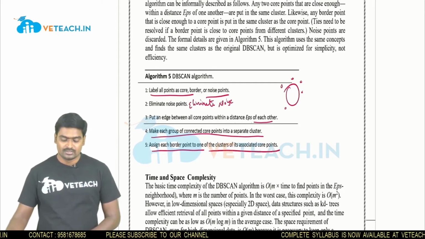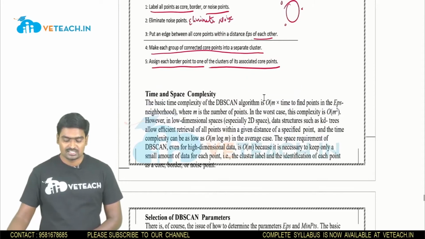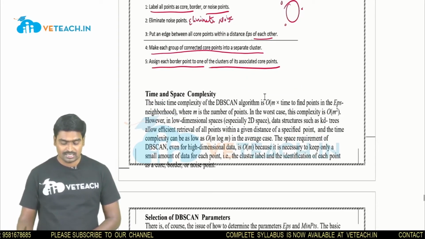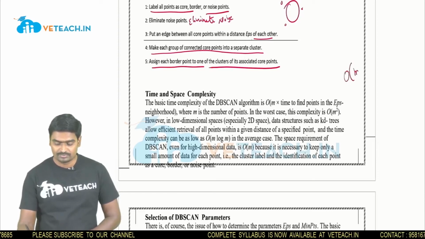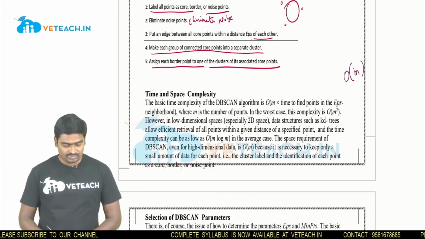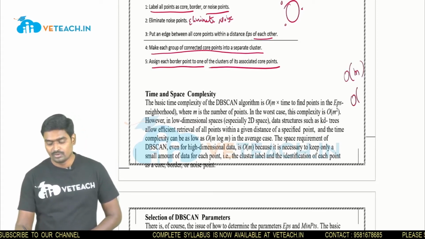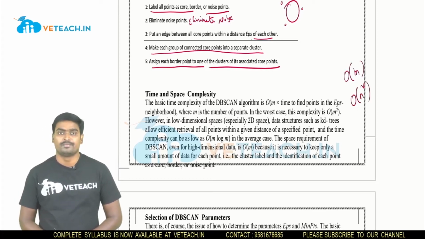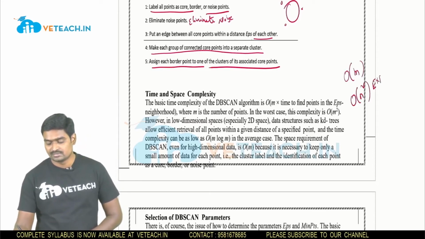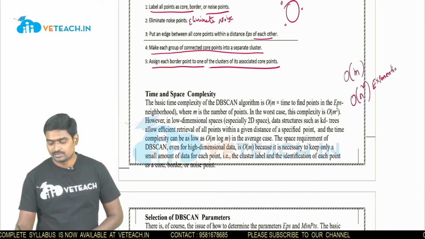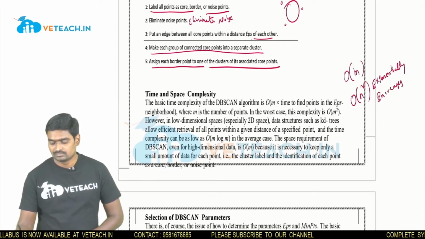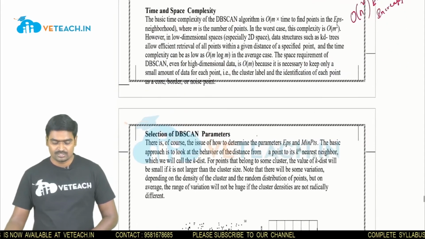Now, what are the time complexity and space complexity of DBScan? The DBScan time complexity is big O of m times the time to find points in the epsilon neighborhood. The worst case time complexity is big O of n square. It increases exponentially. So this is the time and space complexity.